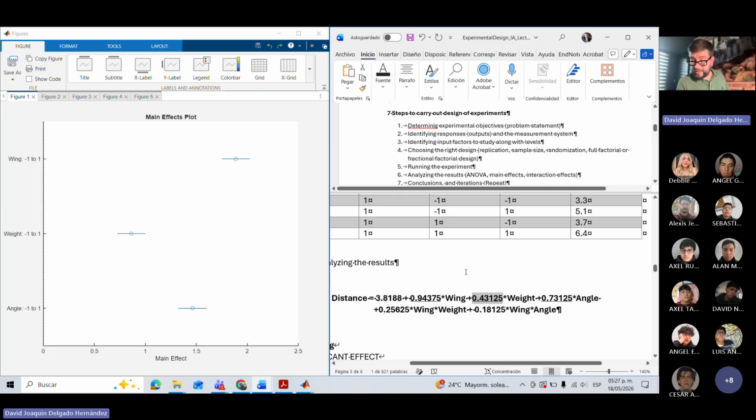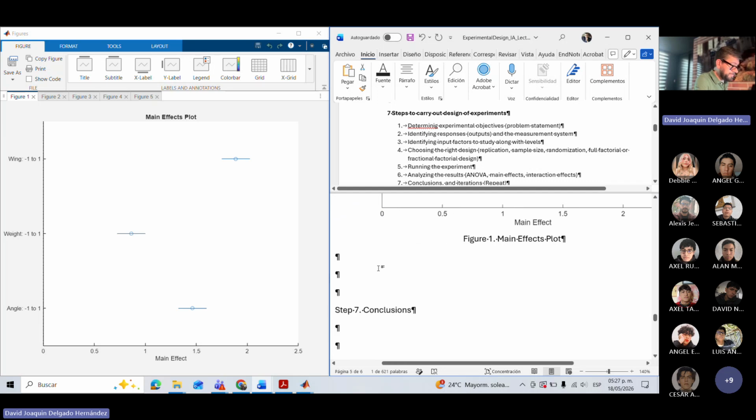So we have this graph, this figure, which is very helpful, but imagine that you don't have access to this graph, okay? You could see in the distance model the order of influence of the factors. The most influential factor here is the wing length. That is the most influential factor. How do I know? Because this coefficient is very big in comparison with the other coefficients.